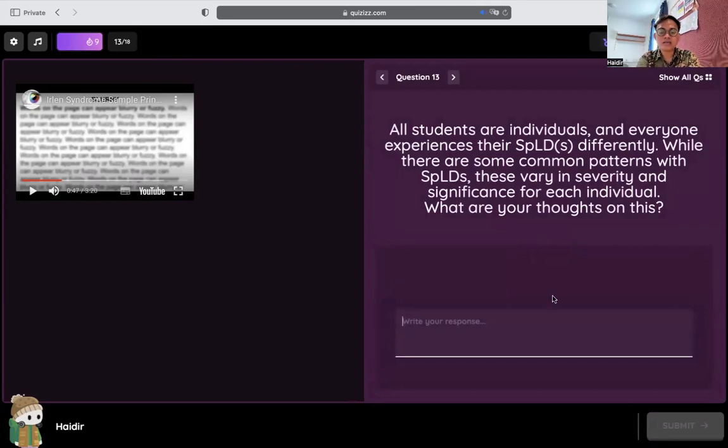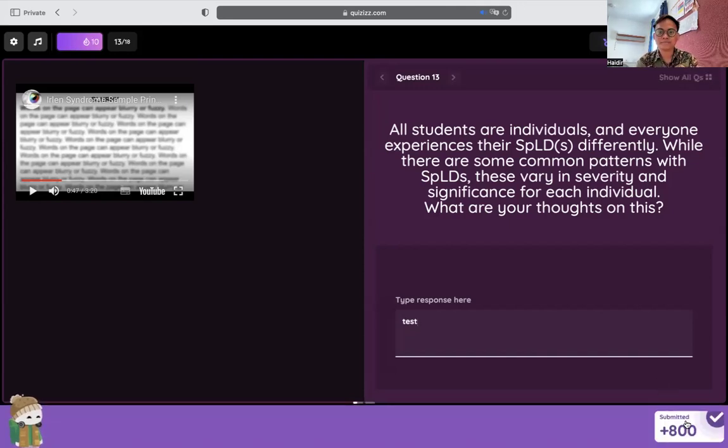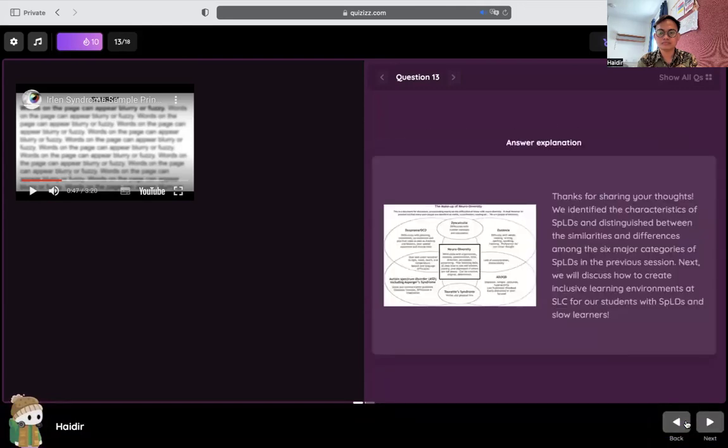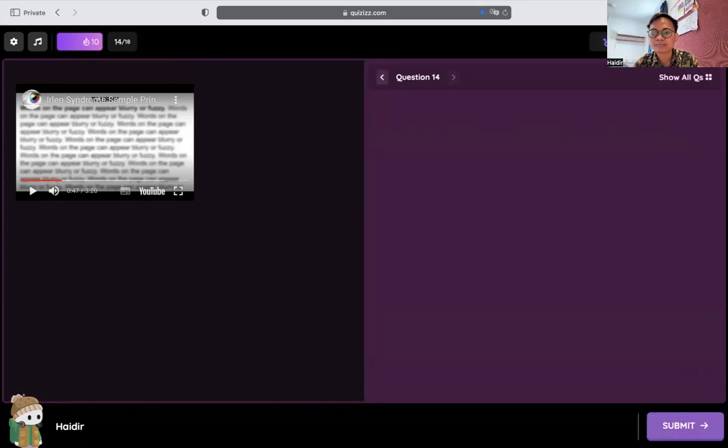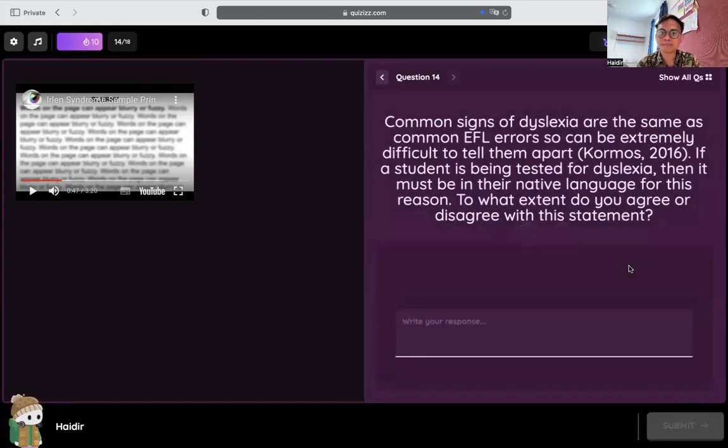I also created short constructed responses just to trigger their opinions and their argumentation skills before proceeding to the second session, which has more hot activities, tasks, and discussions. I also always encourage their efforts in sharing their thoughts by humanizing the feedback with affections, positive affections, of course.